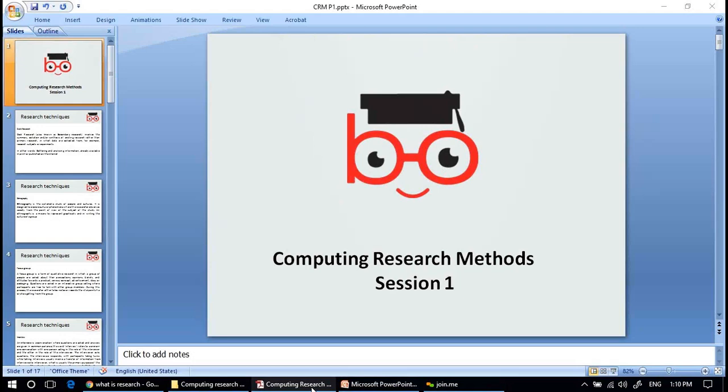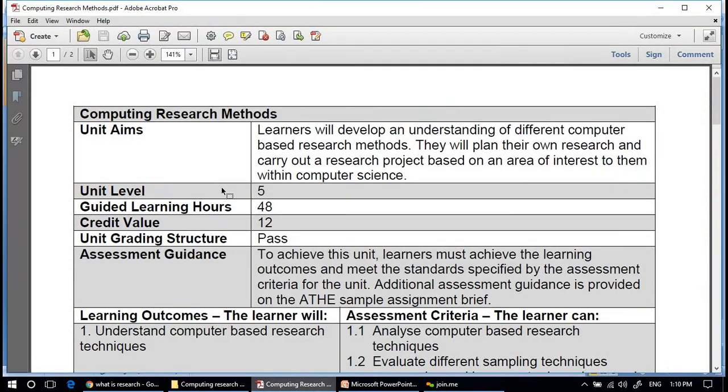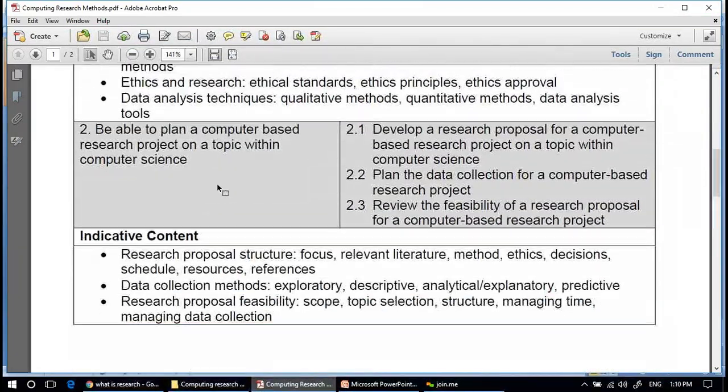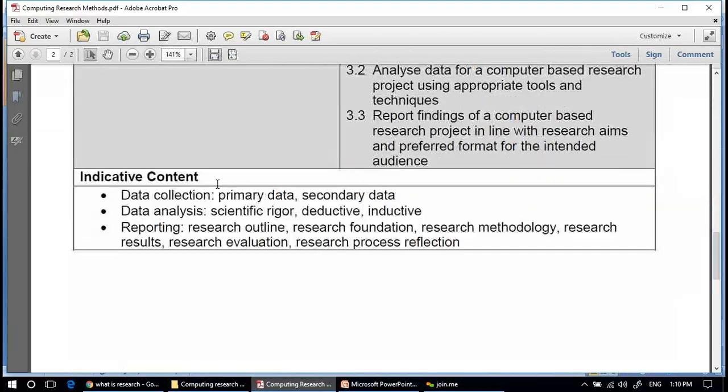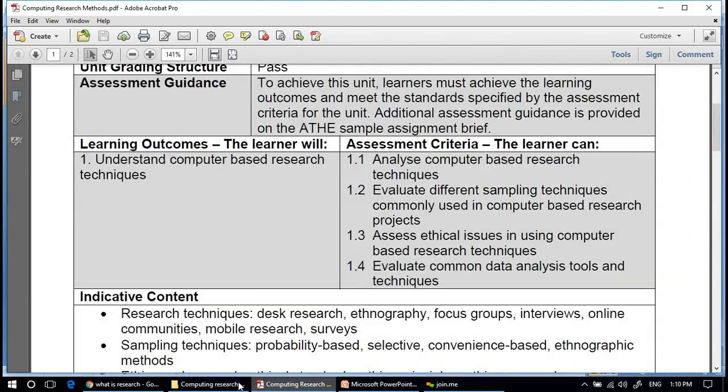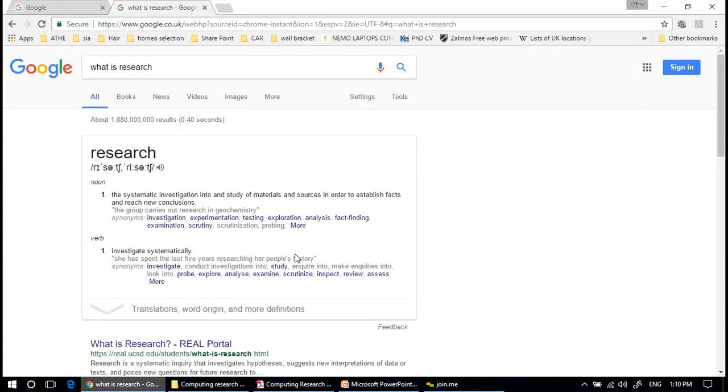Hi. Today we are starting the computing research methods. That's a new unit, and the learning outcomes are one, two, three. There are three learning outcomes, and let us start with a little definition of research.